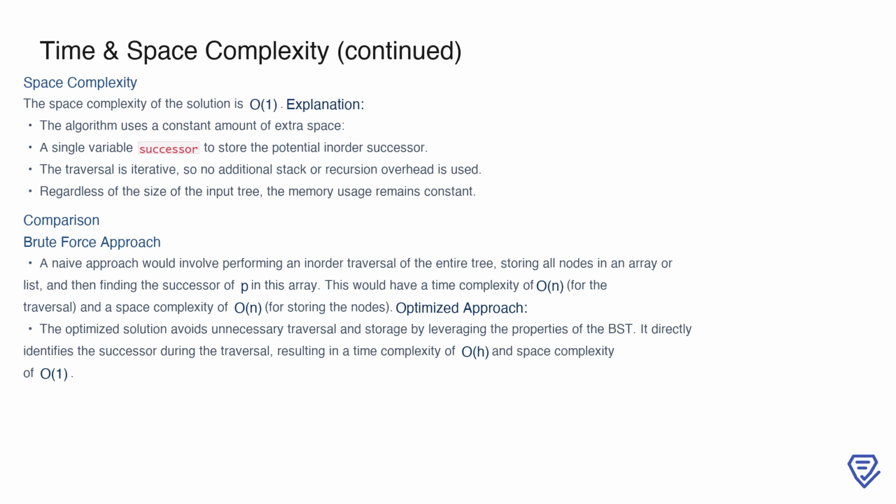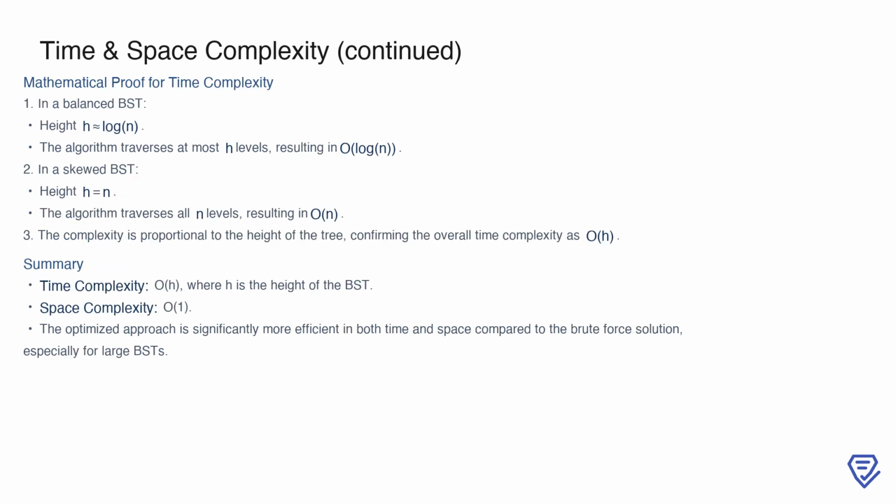By leveraging the properties of the BST, it directly identifies the successor during the traversal, achieving a time complexity of O(h) and a space complexity of O(1). To further confirm the time complexity, let's look at the mathematical reasoning. In a balanced binary search tree, the height h is approximately log n. Since the algorithm traverses at most h levels, this results in a time complexity of O(log n).